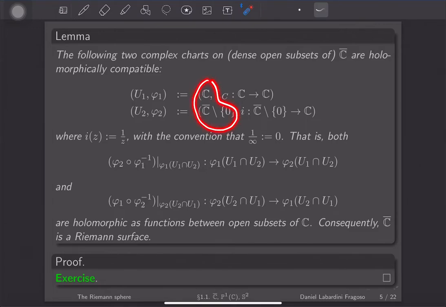We have these two distinguished, or these two special open subsets of C, and from this one we of course have the identity to C, which is a homeomorphism, and from C bar minus 0, we have this homeomorphism to C, which is 1 over Z, right? Which is just taking inverses, with the convention that 1 over infinity would be 0 for this I.